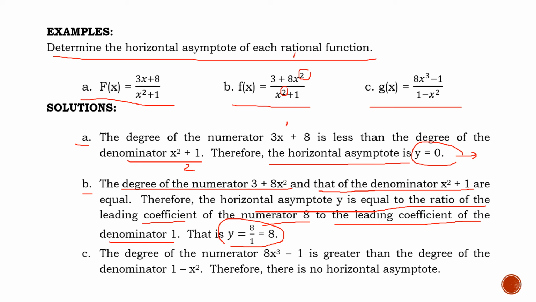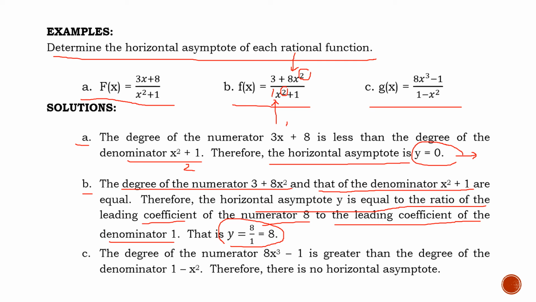So your leading coefficient here is 8. Your leading coefficient here is 1, because in reality there is a numerical coefficient here which is equal to 1. That's why it's 8 over 1, because we take the ratio between the leading coefficient of your numerator and your denominator, for us to find the equation that will represent your horizontal asymptote.